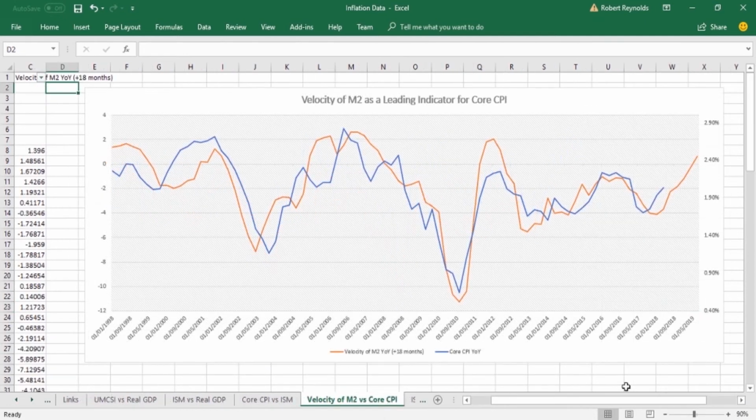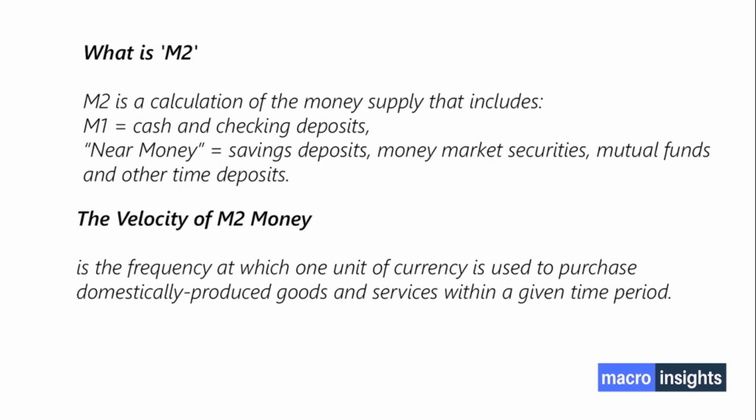So moving on to our next inflation indicators, we're going to look at the velocity of M2 money stock. So what is M2 money stock? M2 is a calculation of the money supply that includes M1. So M1 is cash and checking deposits, very liquid money. M2 includes what's called near money, and near money is a little bit illiquid. So you've got savings deposits, money market securities, mutual funds, and other time deposits. So you're going to hold them for a period of time. Near money is illiquid, but it can be converted to cash rather easily. So we measure M2 as a gauge to get all easily convertible cash within the economy.